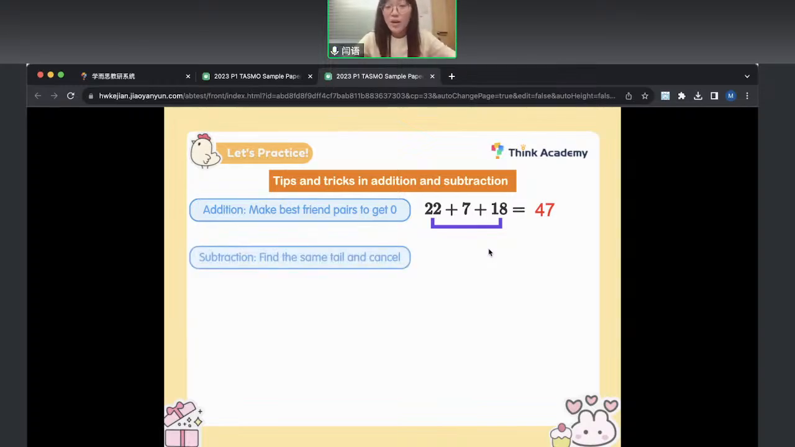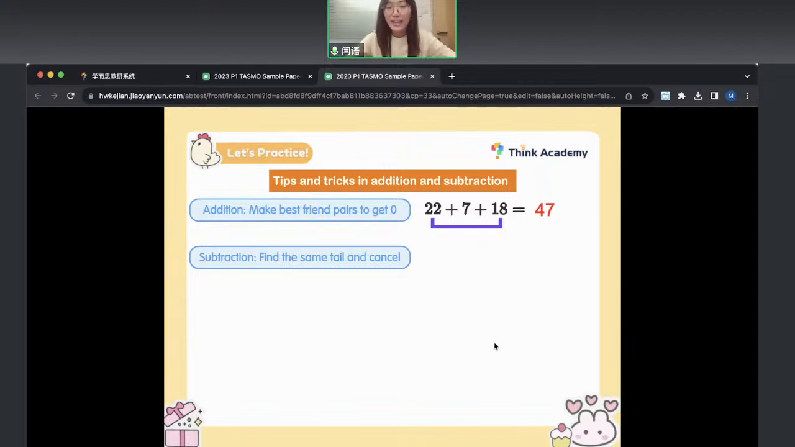Now, what about when it comes to subtraction? When it comes to subtraction, try to find the same tail and cancel. What is the meaning of same tail? Here, everyone, we just look at the last digit. For example, 15, 25. What is the last digit? The last digit is 5. So when it is a subtraction, you can try to cancel 5.